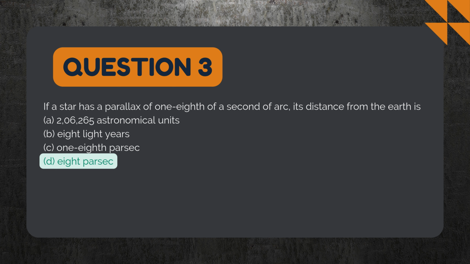Apply the parallax formula. Distance in parsecs is 1 divided by the parallax in arcseconds. 1 divided by 1/8 gives 8 parsec.